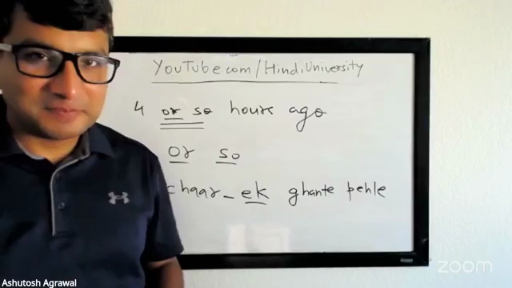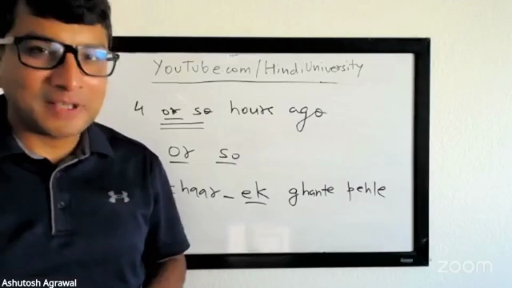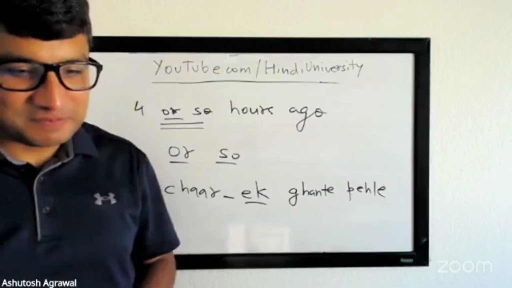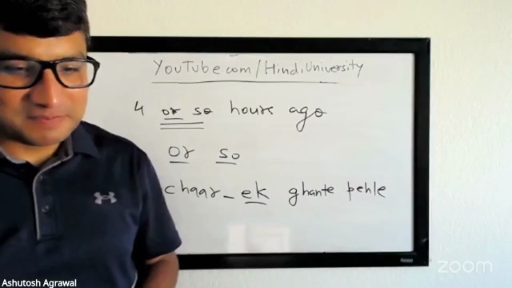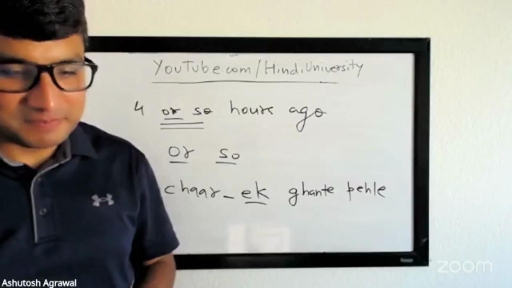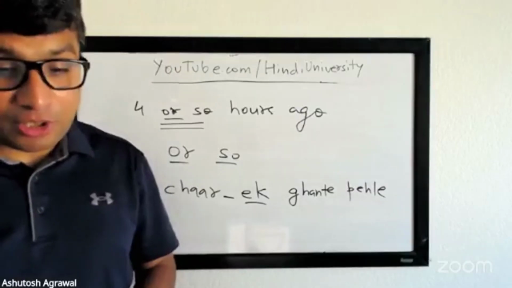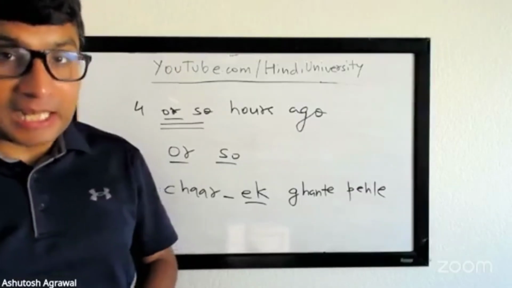Train पुल्लिंग है या स्त्रीलिंग? स्त्रीलिंग है, feminine. So ट्रेन 4 एक घंटे पहले पहुंची. Beautiful. ट्रेन 4 घंटे पहले पहुंची और ट्रेन 4 घंटे पहले आई.